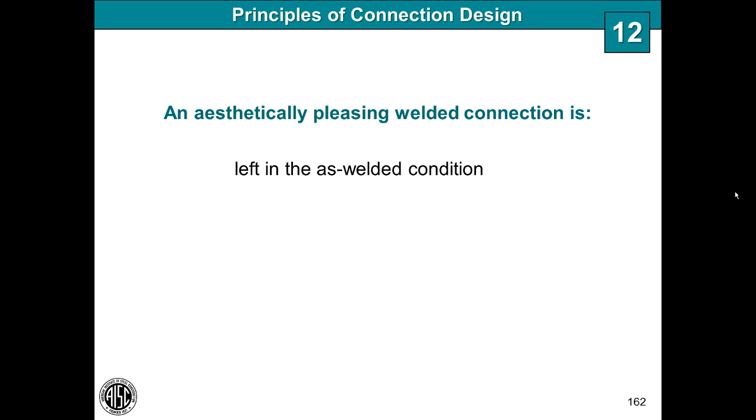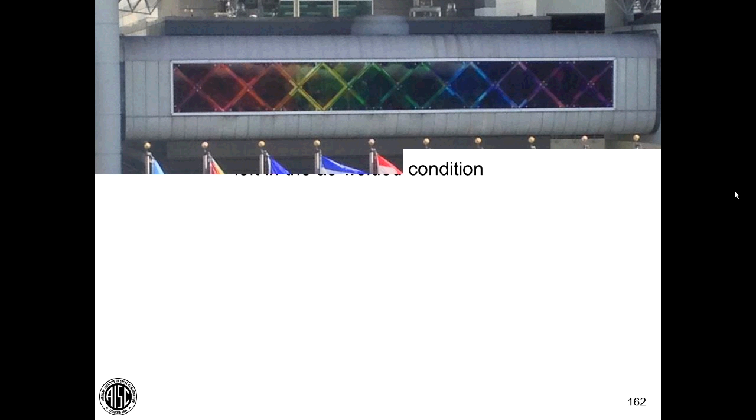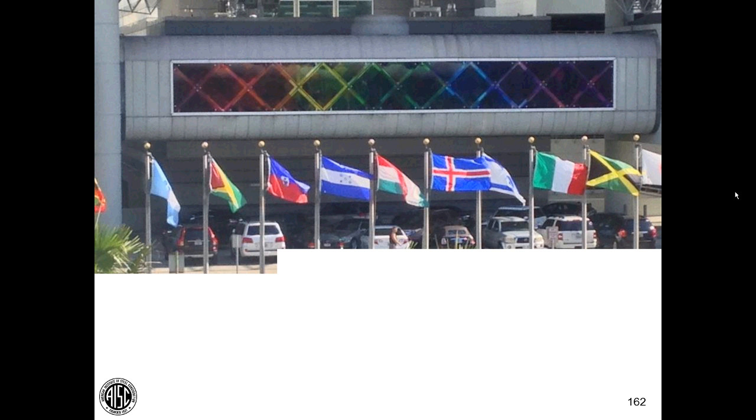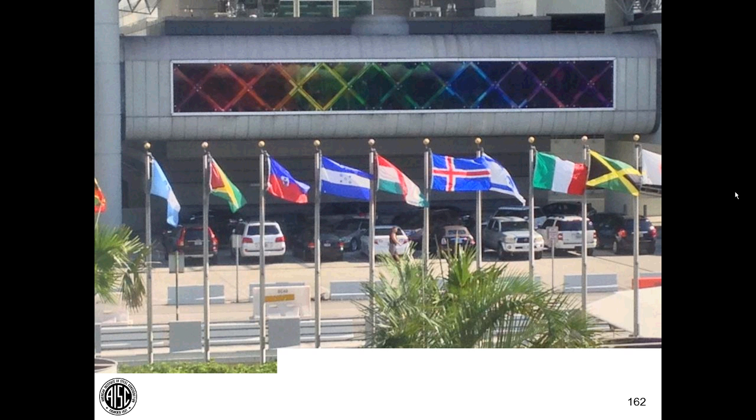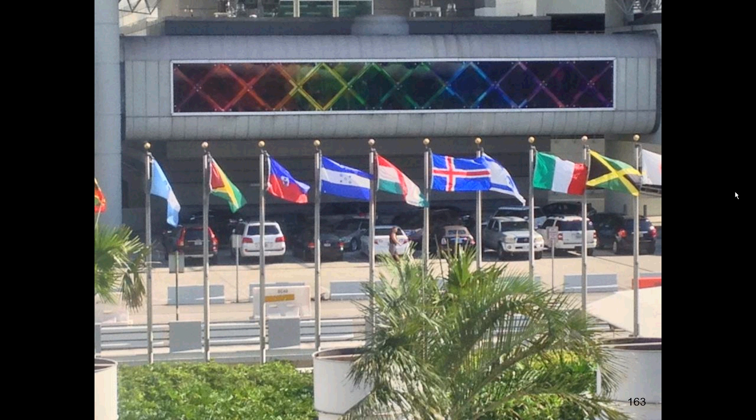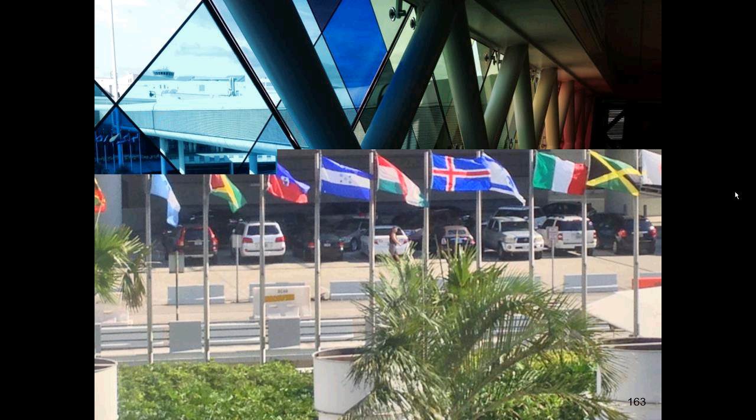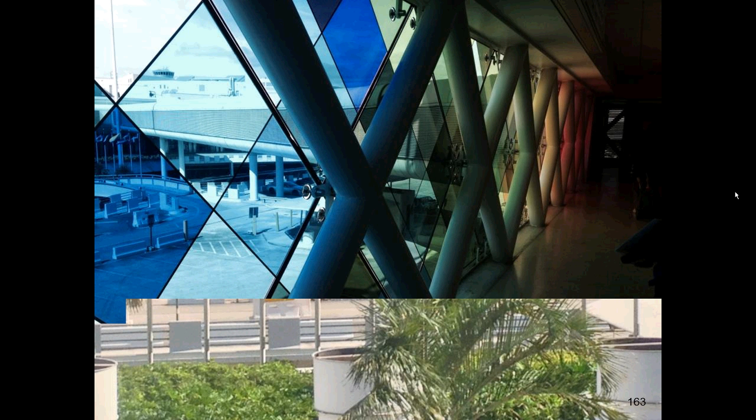Now this is down in Miami, and there's this truss made of round tubular members. They illuminate it, that's the word I'm looking for, with different colored light. I guess it's through different colored glass. And I just think these are beautiful welded connections. And the welds are unground, and they're left in the as-welded condition, and everybody knows that was two pieces of members coming together. Looks great.